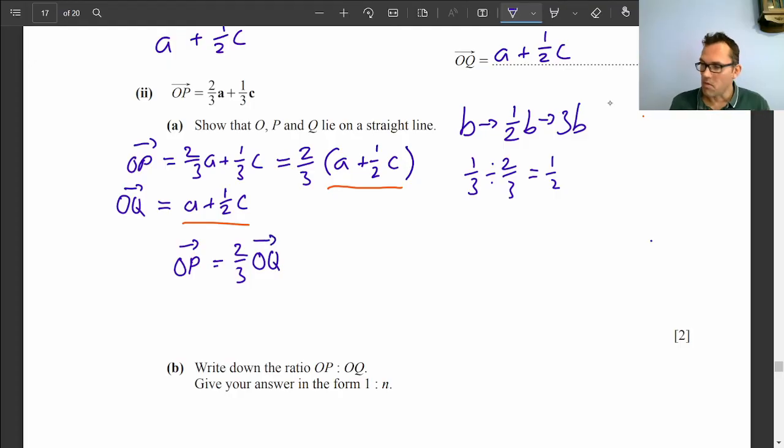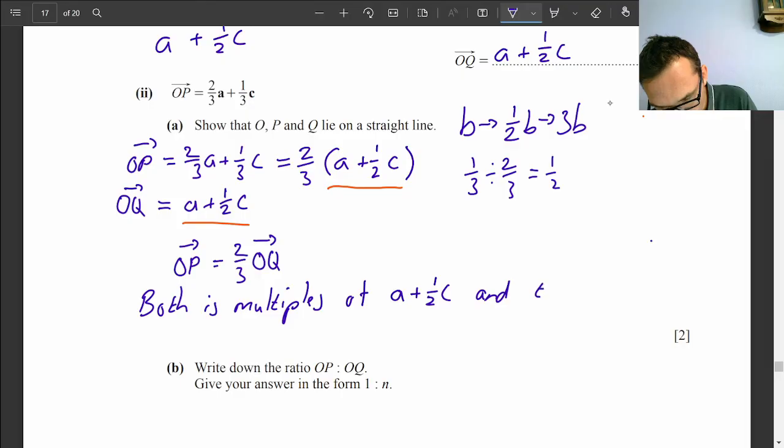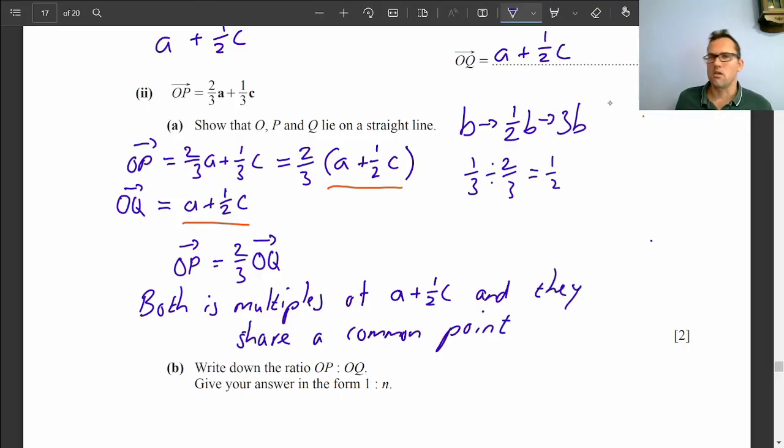See that? Because they're both a multiple of the same thing. So let's just give a short explanation. Well, that's enough actually to give you full marks. If you didn't show the maths, then you give an explanation, right? They have the same base vector. They are both multiples, and they share a common point. This is a tricky question. With enough practice, you'll get these things right.